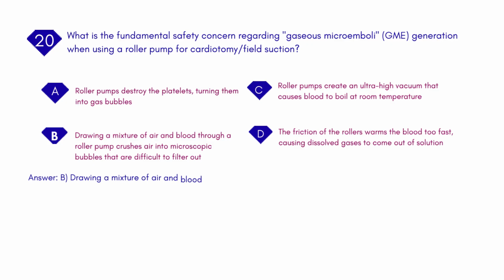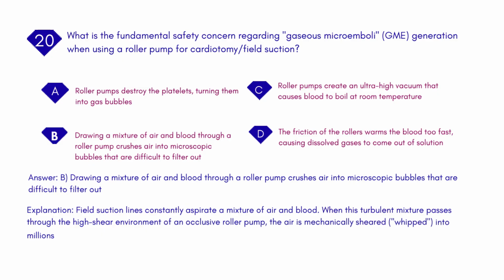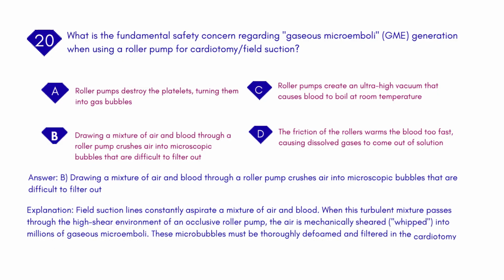Answer: B. Drawing a mixture of air and blood through a roller pump crushes air into microscopic bubbles that are difficult to filter out. Explanation: field suction lines constantly aspirate a mixture of air and blood. When this turbulent mixture passes through the high shear environment of an occlusive roller pump, the air is mechanically sheared, whipped, into millions of gaseous microemboli. These microbubbles must be thoroughly defoamed and filtered in the cardiotomy reservoir before re-entering circulation.